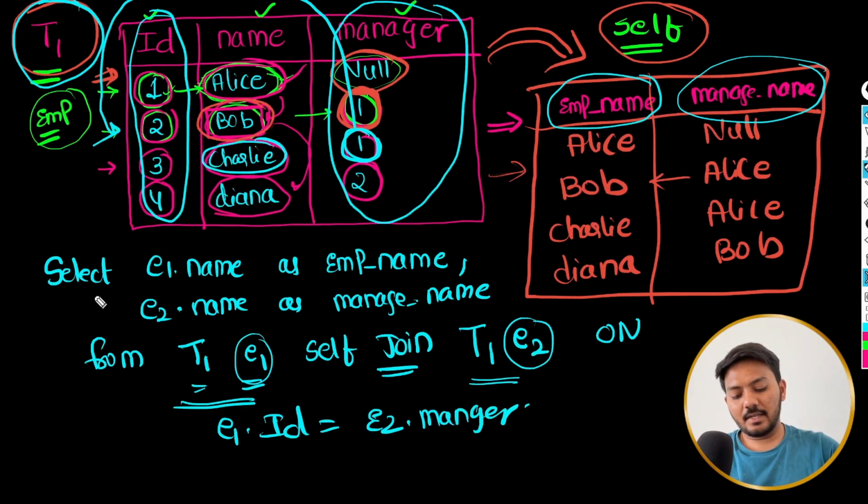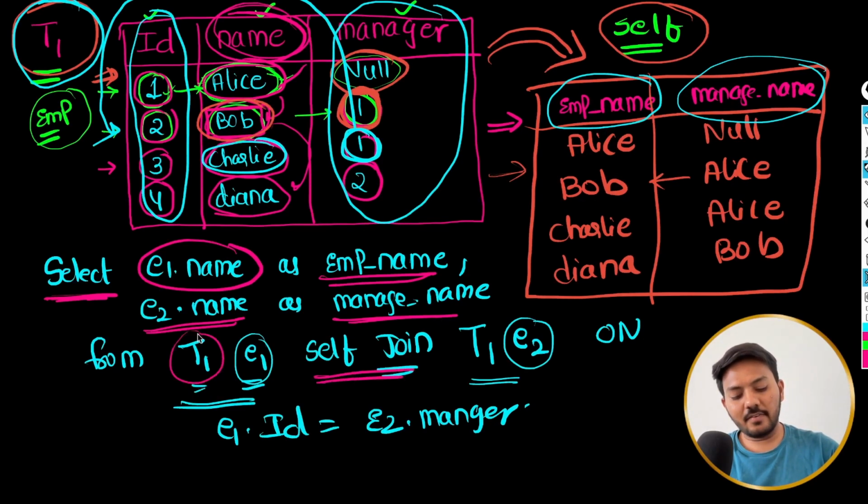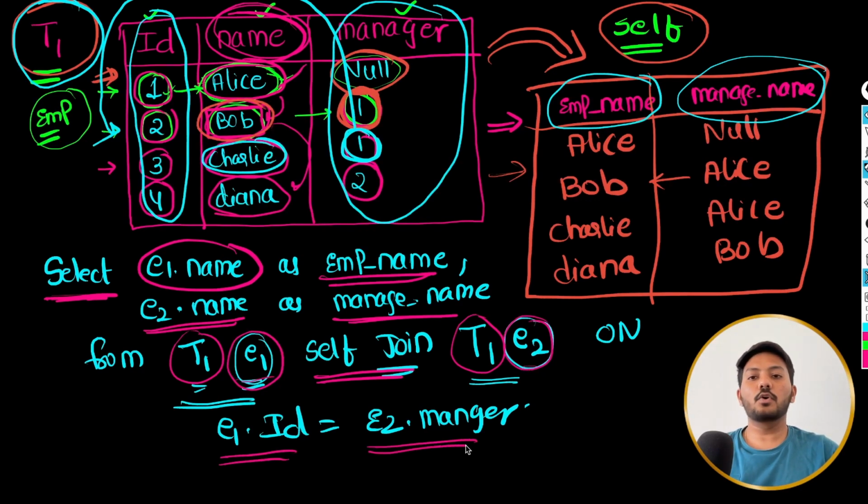I am selecting e1 dot name, which is the name column, as the employee name, and e2 dot name as another name column, but I'm giving it an alias as manager column. I'm doing a self join on t1 again, but I'm giving two different alias names, e1 and e2. I'm doing e1 id equal to e2 manager. Now let's understand how this will work.